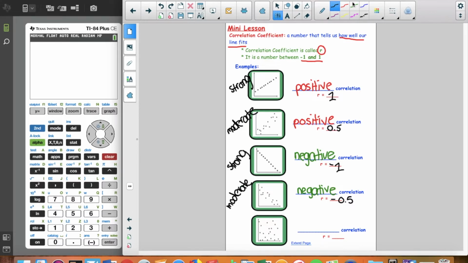Now looking at this last one over here, I don't know what's going on. I don't know where I would fit a line in this mess of dots. So when you have a situation like that, that's when you have no correlation. That means that your points don't look like they create a line at all. When that happens, your R is 0, because they have no correlation, they do not make a line.